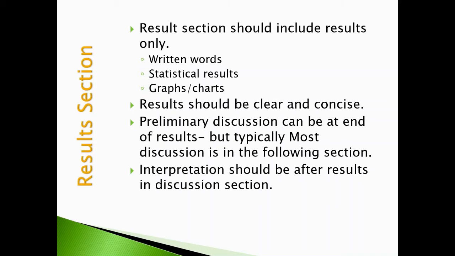And after the method section, you move into the results section. Now the results section is where, that's right, you guessed it, the results are going to go. So we want to put in our written words, our statistical results, our graphs and charts, but we don't necessarily want to talk about what all the results mean. We're going to save that for the discussion or the conclusion. In the results section, as silly as it sounds, we just want the results. They should be very clear, they should be concise, and they should be important enough to put in the paper.